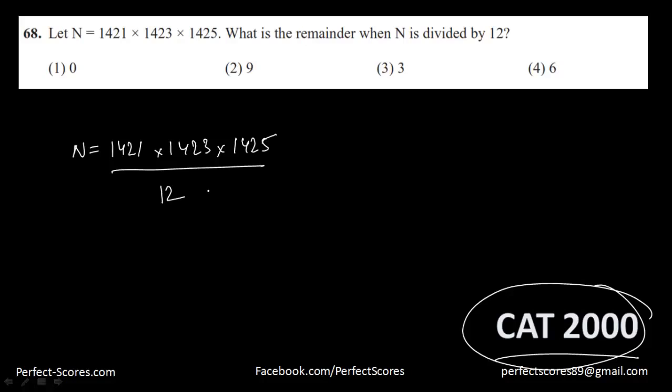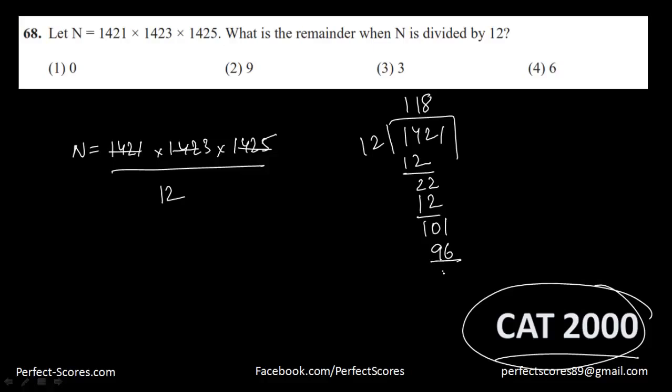Now what you have to do is, whatever remainder I get from here, here and here, it will get multiplied and I will get the final remainder. What is the remainder when 1421 is divided by 12? If I calculate it, 12 times 8 is 96, so I will have a plus 5 remainder when 1421 is divided by 12.